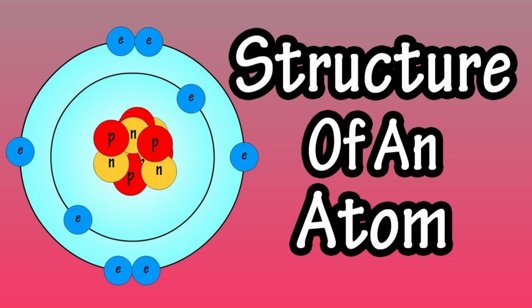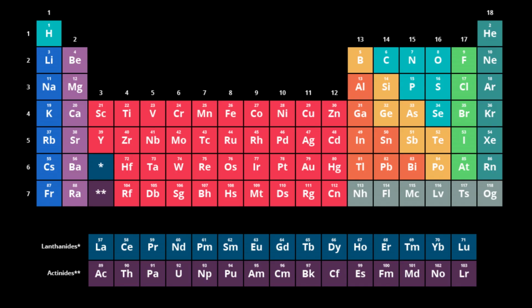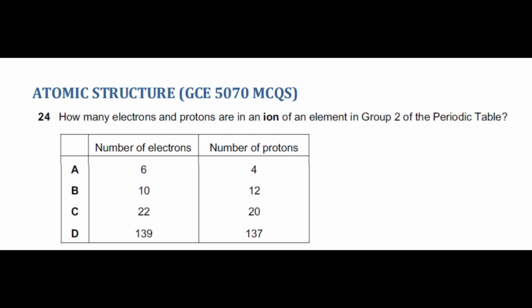This video will solve the past paper question of the topic structure of an atom. The first question is how many electrons and protons are in an ion of an element in group 2 of the periodic table. Opening the periodic table, we know that group 2 elements are metals and they form ions. Therefore, an ion must have fewer electrons than its number of protons.